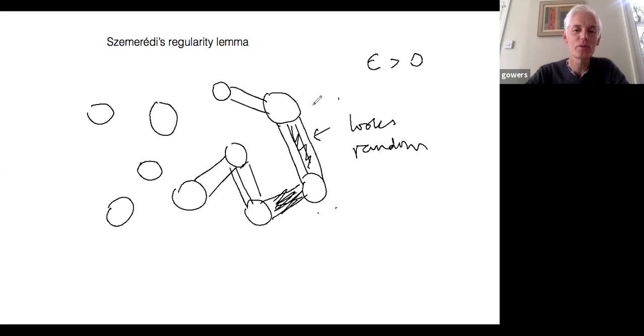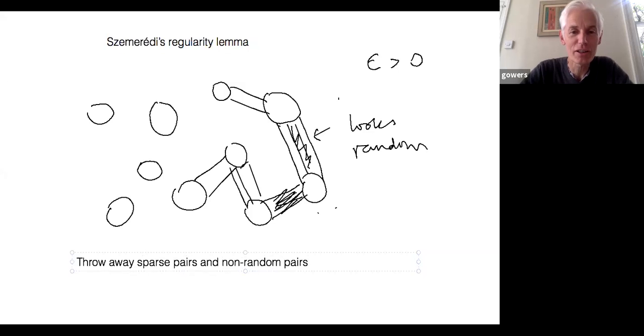Now, what do we do once we've got the regularity lemma? We do the following. This is a trick that is a very standard thing to do in lots of applications of the regularity lemma. Throw away sparse pairs and non-random pairs. So remember, we're going to be assuming that our graph hasn't got very many triangles. We're trying to throw away a small number of edges and get rid of all triangles. And this is what we have to do, it turns out.